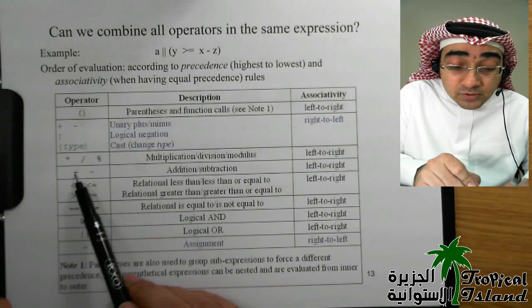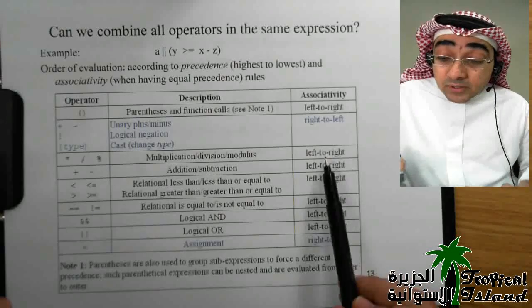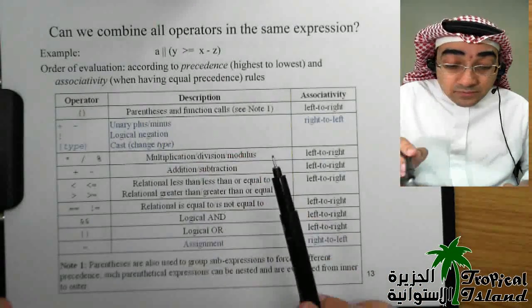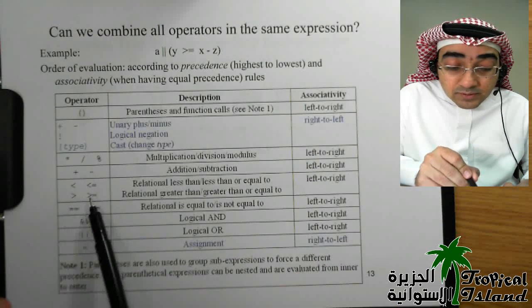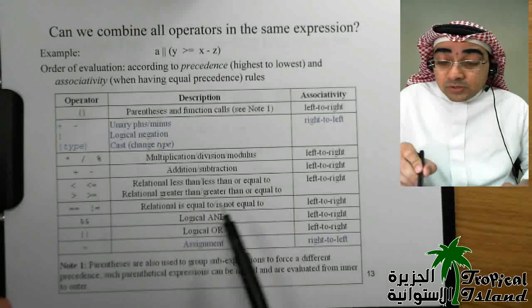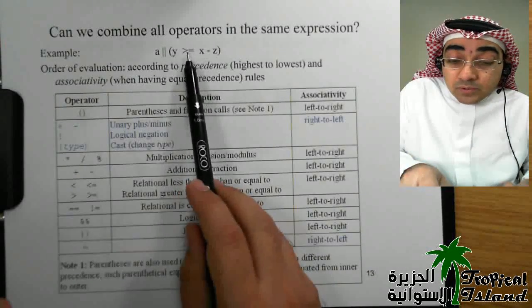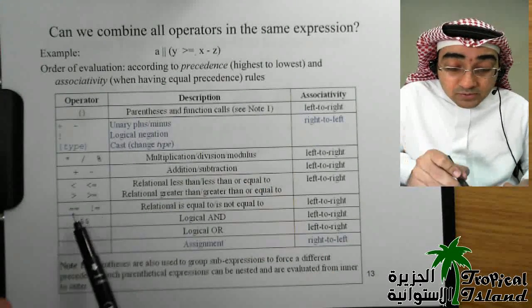Then you go to the next operation, which is the addition and subtraction. This is the binary addition and binary subtraction, and you go from left to right. And over here, you do x minus z. This is the first thing you do. Then you have less than, less than or equal to, greater than, greater than or equal to. These are all relational operators. You go from left to right, so this one will be done first. Okay, so there's no other operation.